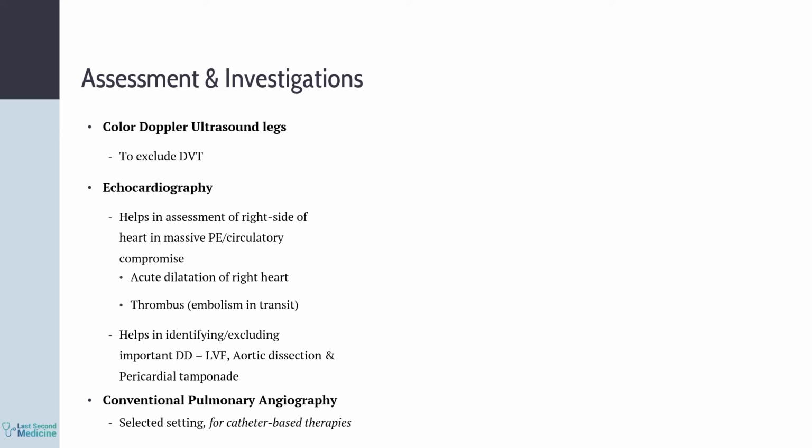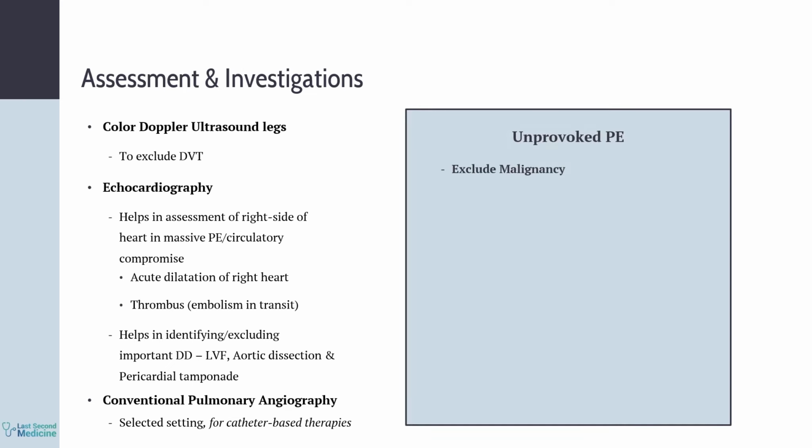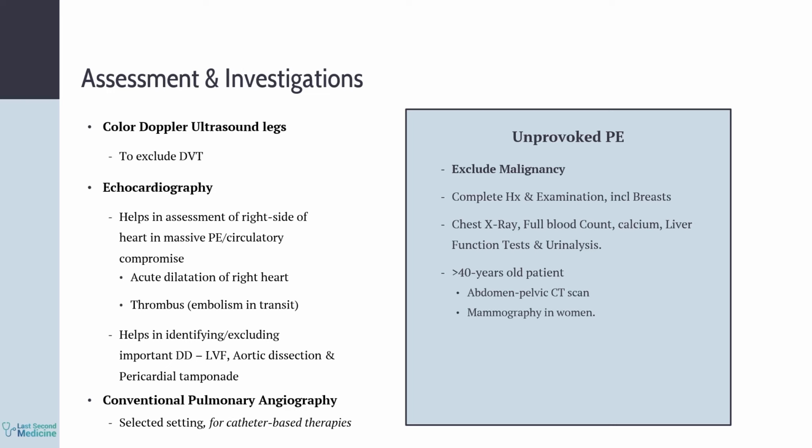Conventional pulmonary angiography is still useful in selected settings, or for the delivery of catheter-based therapies. In patients with unprovoked PE, consider investigating for possible underlying malignancy. Take a full history, do a thorough examination, including breast, do chest X-ray, full blood count, calcium, liver function tests, and urinalysis. In patients greater than 40 years old, consider abdomen pelvic CT scan and mammography in women. Consider antiphospholipid and thrombophilia testing if family history is positive.